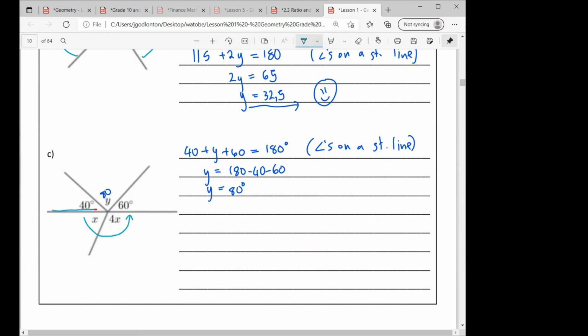The only thing I can do for X is use my straight line, or I could have used angles around a point. So I could say X plus 4X is equal to 180 degrees, angles on a straight line, which means 5X is equal to 180 degrees. And then I'm going to divide that by 5, and so X is going to equal 36. So a big congratulations to those of you who got it right. If you did the vertically opposite for X, I'm really glad you made that mistake because now you know, remember, they have to be straight lines.